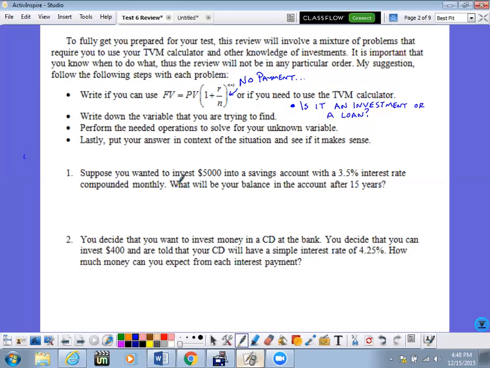I'm going to look and say, is it an investment or a loan? So in this case, it uses that keyword invest, so I know it's an investment, which I'm just going to write off to the side. And then also I'm going to write what it's asking for. It says, what will your balance be in the account after 15 years? So after 15 years means that it's looking for the value of the investment in the future.